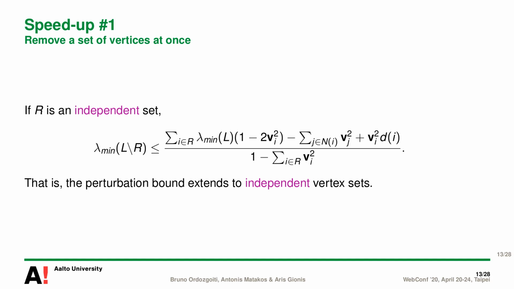The first speedup relies on the fact that we can extend this bound to the removal of various vertices at once. In particular, if we remove an independent set of vertices, that is, vertices which do not share any neighbors, then we can also upper bound the resulting minimum eigenvalue. So we can remove various vertices at once, and thus we will need to recompute this bound fewer times overall.